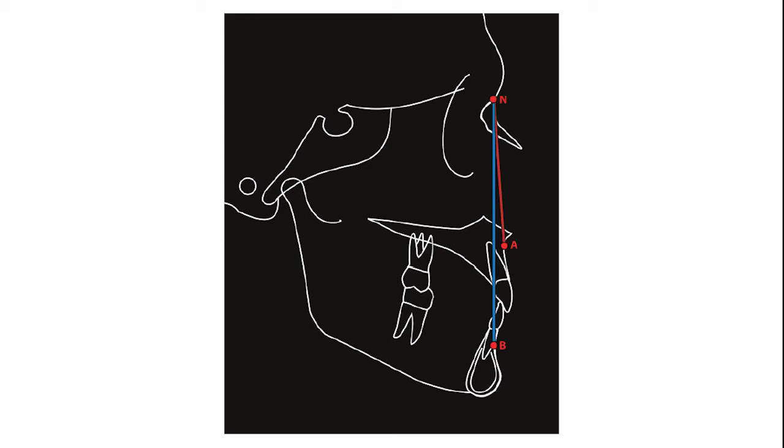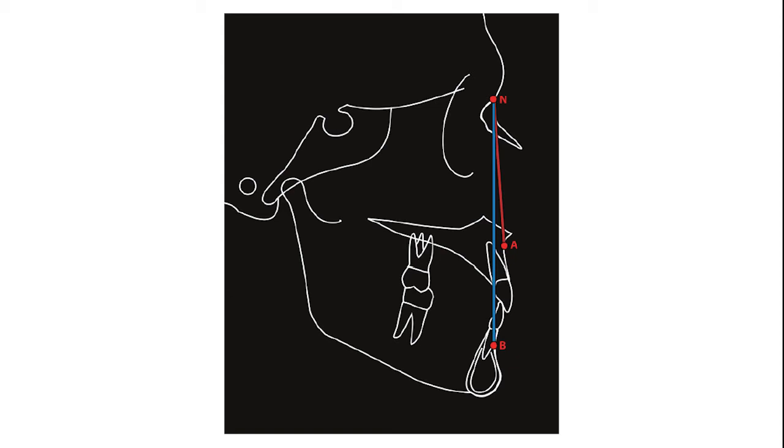An indication of the range of severity of class 3 and class 2 relationships is provided by the ANB angle. ANB angle has an average value of 3 degrees plus or minus 1 degree. The ANB angle represents the difference between the SNA and SNB angles, providing an indication of the sagittal discrepancy between the maxillary and mandibular apical bases.